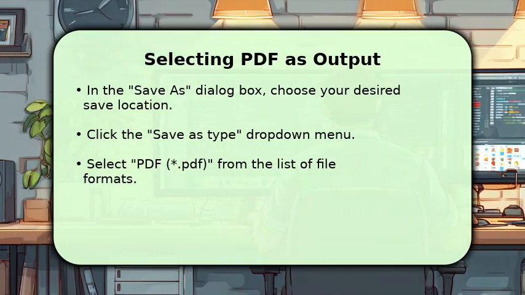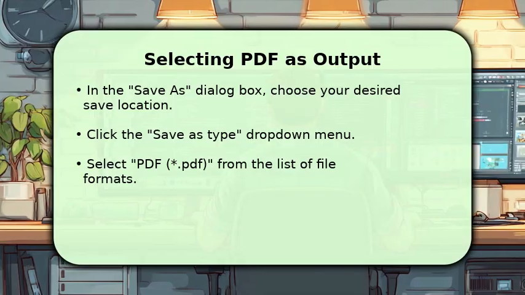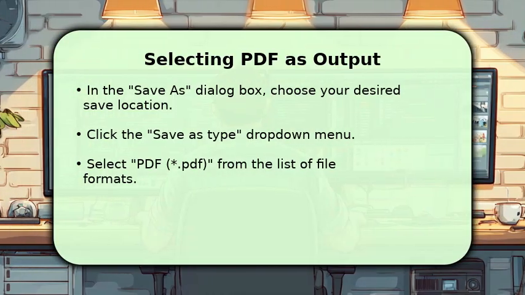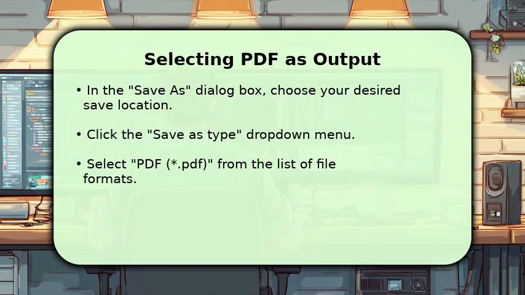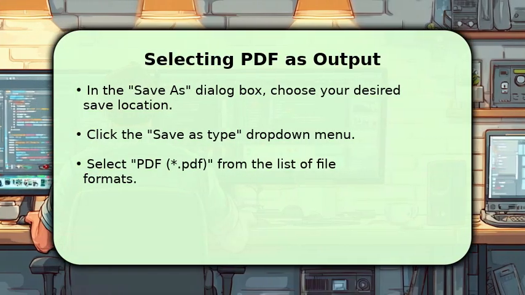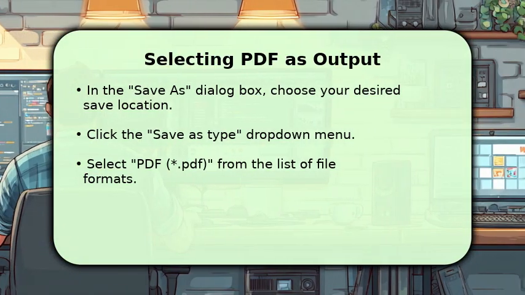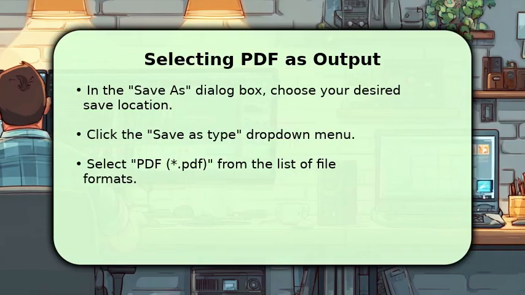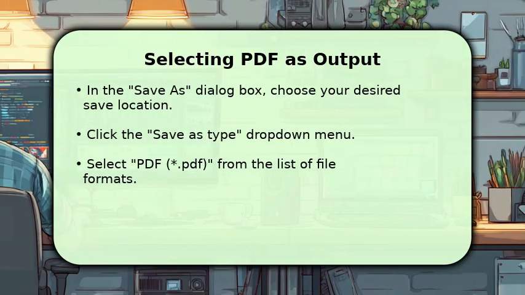Next, and this is crucial, locate the Save As Type drop-down menu. Click on it, and a list of various file formats will appear. Scroll down and select PDF from this list. This tells Word to convert your document into the portable document format.